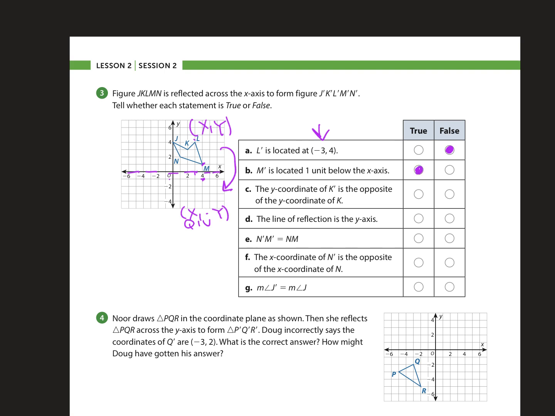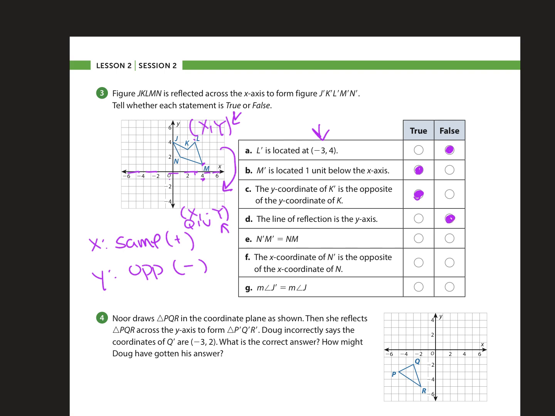The Y coordinate of K prime is the opposite of the Y coordinate of K. So yes, Y's become their opposite because Y's were positive and now they're negative. That's a true statement. And I'm just going to pause for a moment. X, same. Y, opposite, which will be negative. This will be positive, just so I don't have to keep looking so closely. The line of reflection is the Y-axis. No, it's the X-axis.